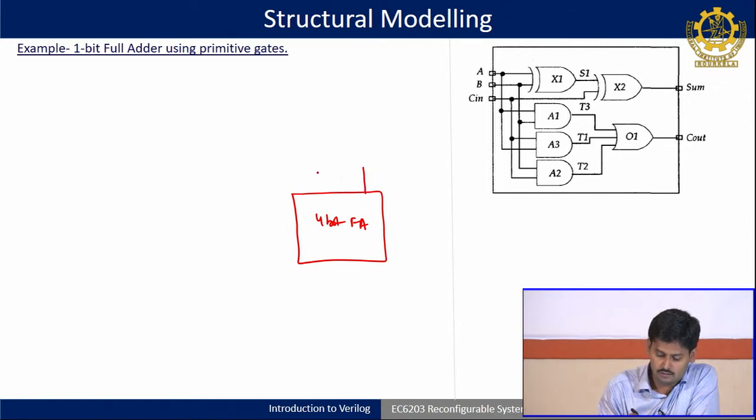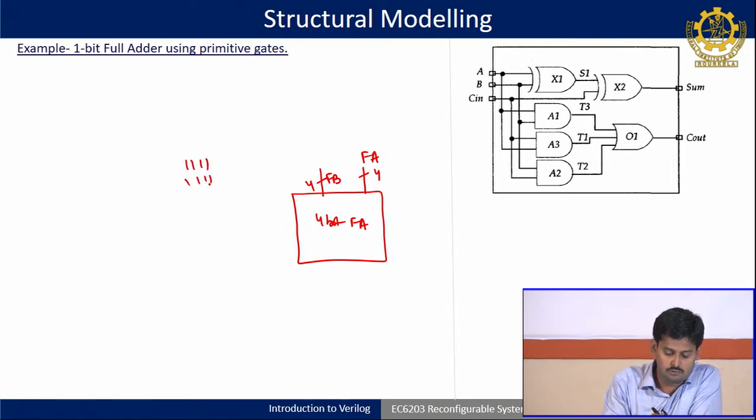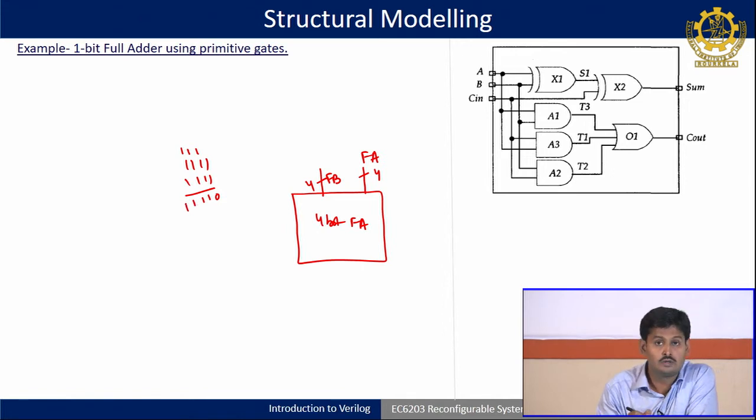What will I take? I will take 4 bits of FA and 4 bits of FB. I will add it like 1111 and 1111, it will be added. So 1 plus 1 is 0, carry will go, again 1, again carry will go here, 1101, again carry will go here, 1101, so 1 then 1, is correct. Okay, so we are replicating now.